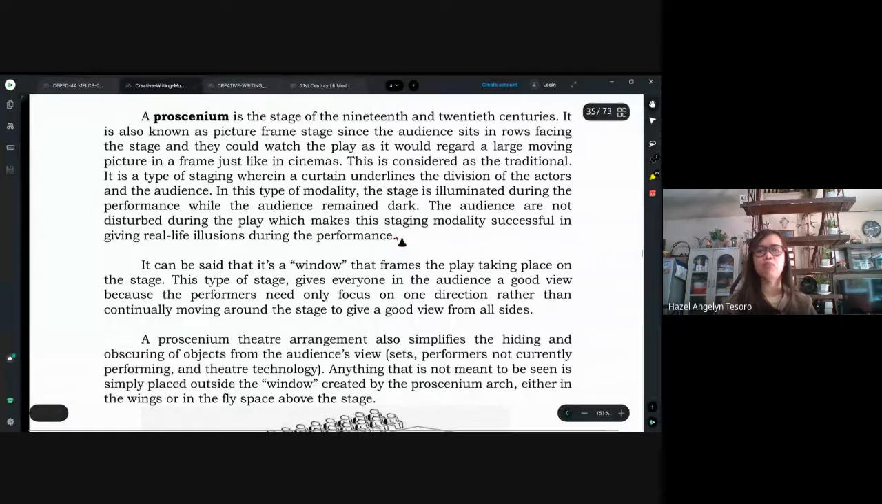Anything that's not meant to be seen is simply placed outside the window created by the proscenium arch, either in the wings or in the fly space above the stage. Pero ang kinaiba lang yung sa Morong, wala siyang arch. Ang merong arch is like yung sa EARTS nga na sinasabi ko, yung sa URS Morong.